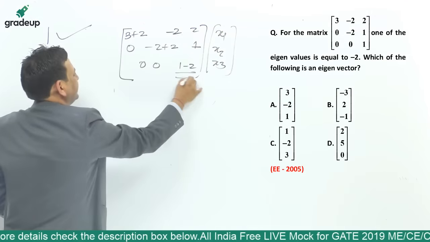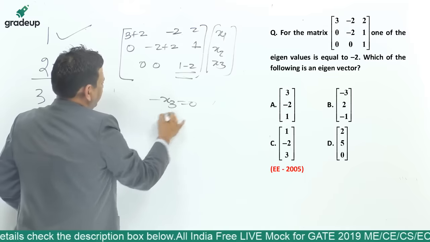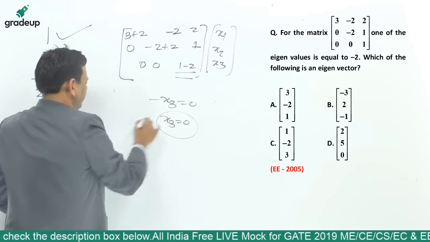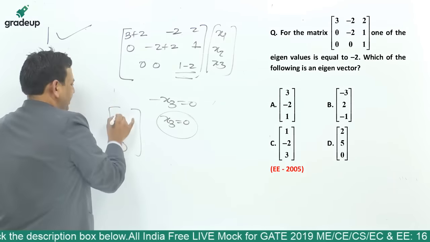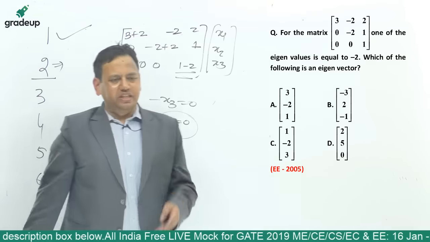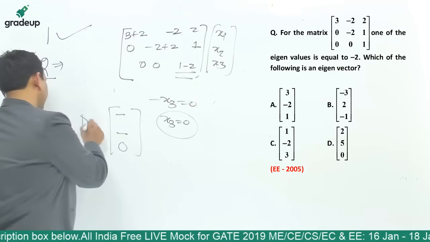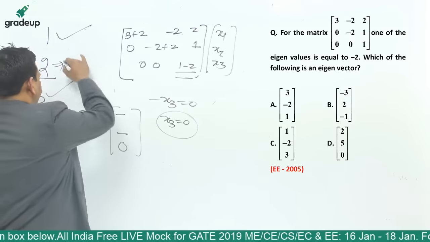Now I will take the third example. It will be minus x3, 0. So it means x3 must be equal to 0. Forget about x1, x2. Now x3 should be equal to 0. So your answer is what? D, Delhi. So this way you can remove the options also.